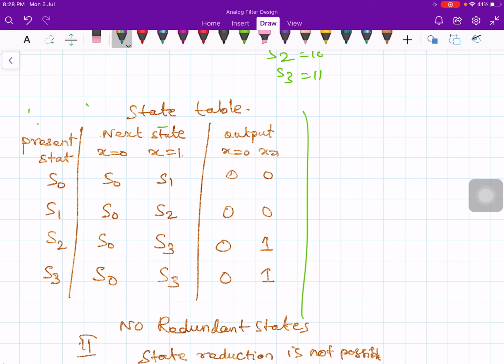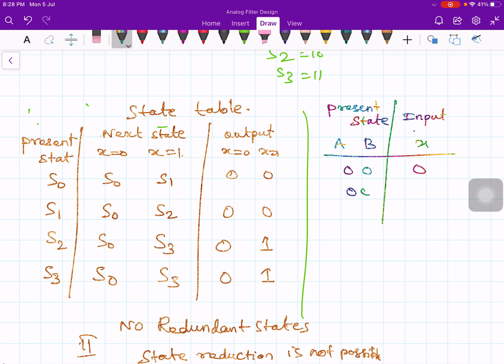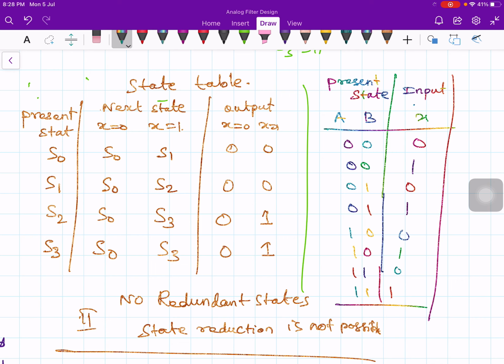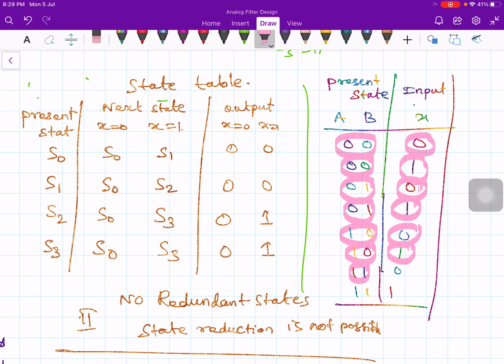Now this is going to be the present state. There are two bits. Let me call those bits A and B, and then input X. So I put all the combinations: 000, 001, 010, 011, 100, 101, 110, 111. Now look at this. See, 00 means state S0, input is 0. 00 means state S0, input is 1. 01 means state S1, input is 0. State S1, input is 1. State S2, input is 0. State S2, input is 1. State S3, input is 0. Like that.